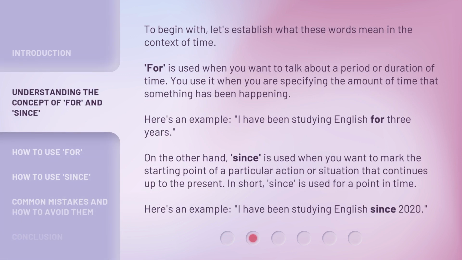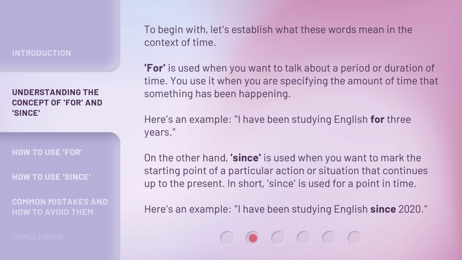To begin with, let's establish what these words mean in the context of time. For is used when you want to talk about a period or duration of time. You use it when you are specifying the amount of time that something has been happening. Here's an example. I have been studying English for 3 years.